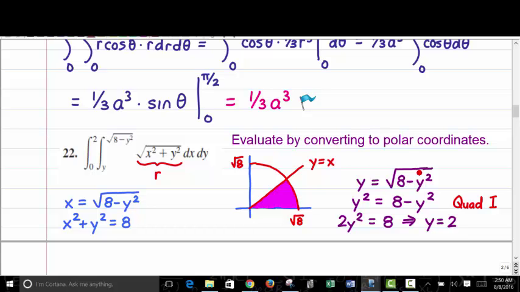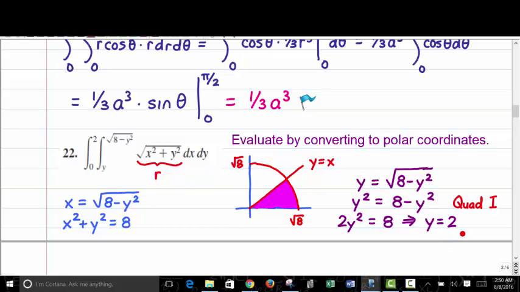All right, how about this next one? We're going from x equals the square root of 8 minus y squared, which is going to give me a circle with radius square root of 8. And then y equals x is going to cut that at 45 degrees. You don't have to actually solve too much for that, but it's going to cut it at 45 degrees like it would any time.